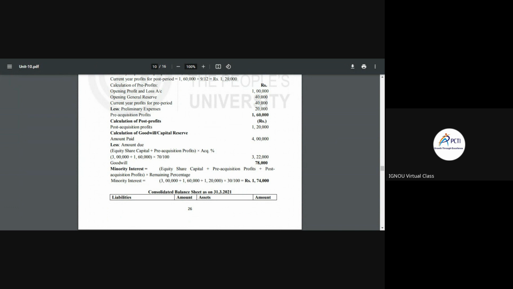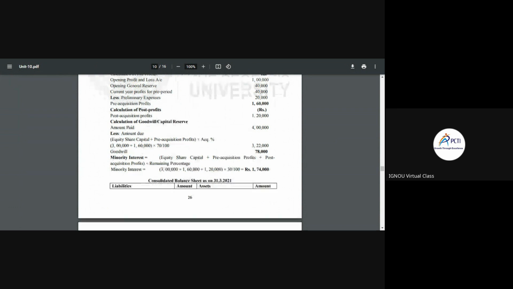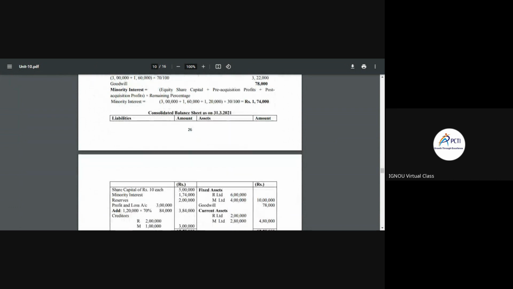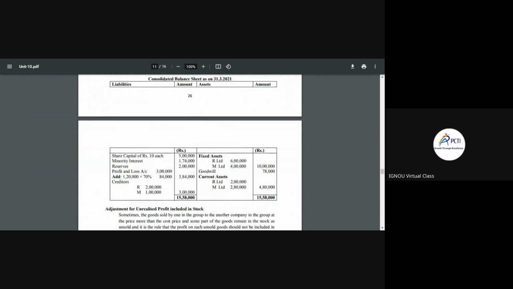Next one is minority interest, which is equal to equity share capital. We need to add pre-acquisition profit and post-acquisition profit, and we multiply by the remaining percentage. So we get the amount, that will be 1,74,000. So now we need to prepare the consolidated balance sheet as on 31st March 2021.